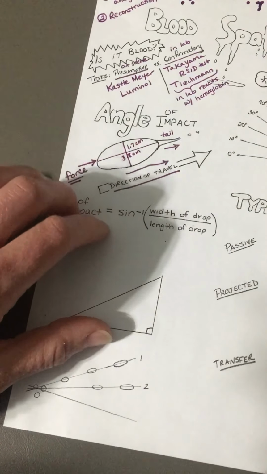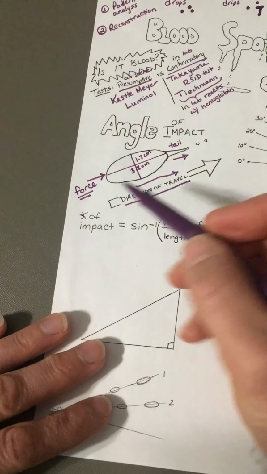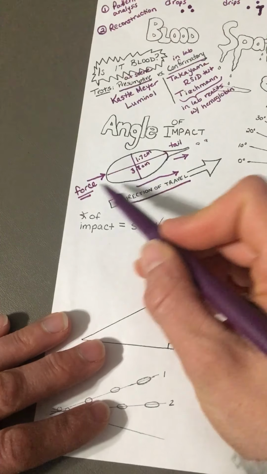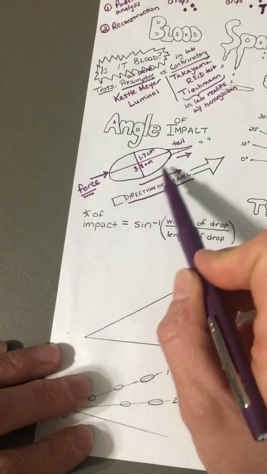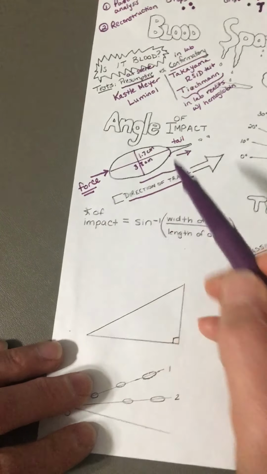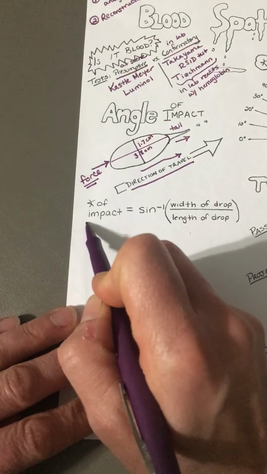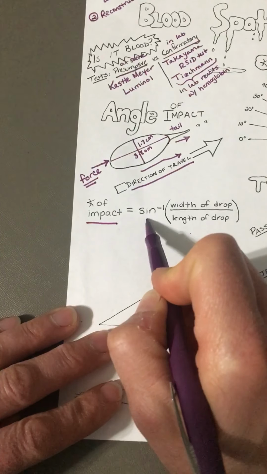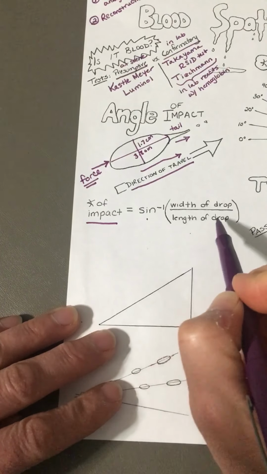Okay, so if I went ahead and measured that, guess what I can do? I can actually figure out the angle of impact. So I can figure out the angle of force, or the angle of impact that deposited this blood droplet. And I can do this with a little trigonometry. I can figure out the angle of impact by taking the inverse sine of the width of the drop divided by the length of the drop.